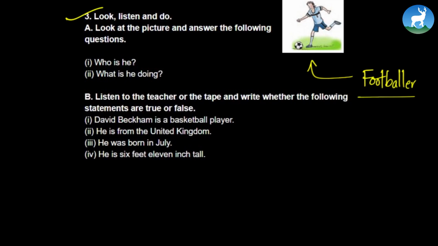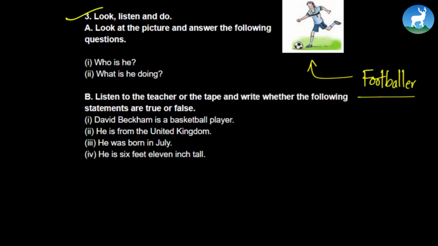For that, we've got to go to the listening text. Let me read out the listening portion for you. David Beckham is a very popular football player. He was born on May 2, 1975 in the UK. He is 5 feet 11 inch tall. His position in football is generally of midfielder. He started playing football from Manchester United.